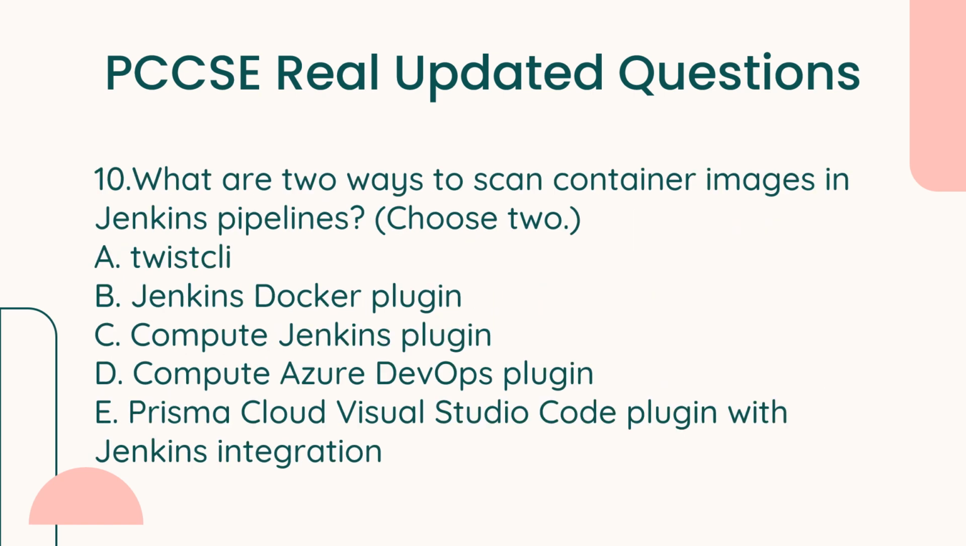10. What are 2 ways to scan container images in Jenkins pipelines? Choose 2. A. twistcli. B. Jenkins Docker plugin. C. Compute Jenkins plugin. D. Compute Azure DevOps plugin. E. Prisma Cloud Visual Studio Code plugin with Jenkins integration.